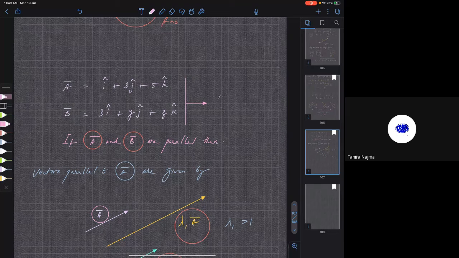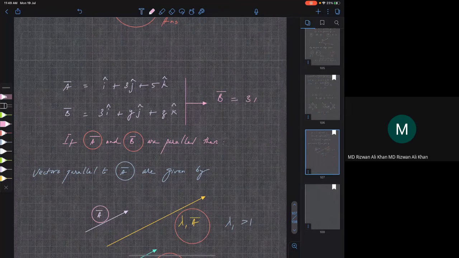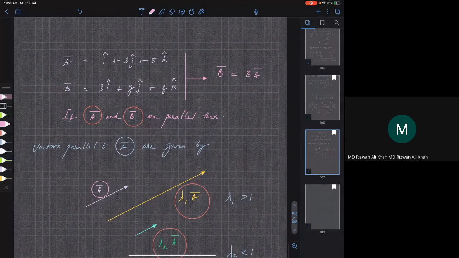So what is b bar equal to? 3i cap, a bar. So what is x equal to? Sorry, y equal to 9, and what is z equal to? 15. Clear? Yes, sir.